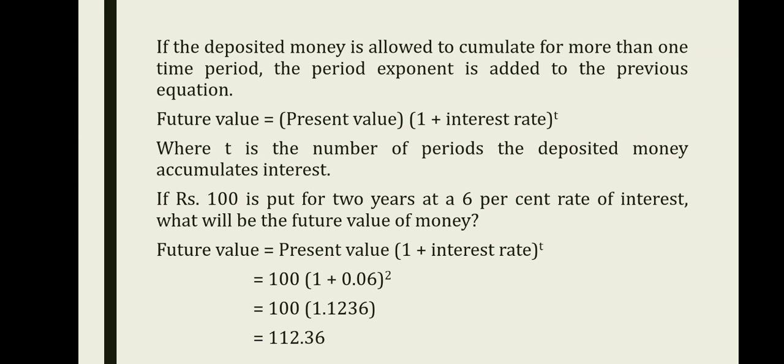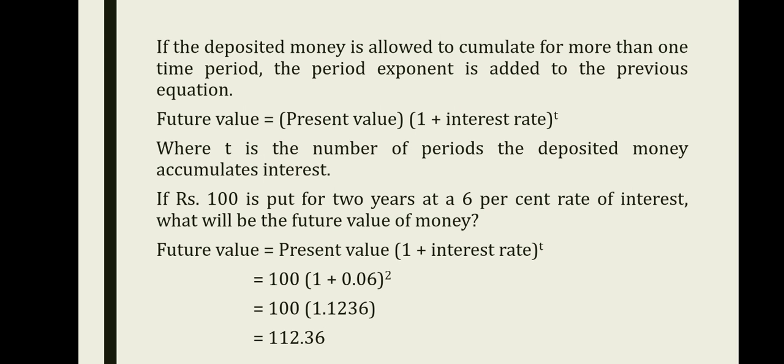If the deposited money is allowed to accumulate for more than one time period, the period exponent is added to the previous equation. Future value is equal to present value into 1 plus interest rate to the power t, where t is the number of periods the deposited money accumulates interest. By using the previous formula, we can calculate the future value for a 1 year period. If we are investing money for more than 1 year, we have to add the period exponent t to the previous formula. So the formula will be future value is equal to present value into 1 plus interest rate to the power t.